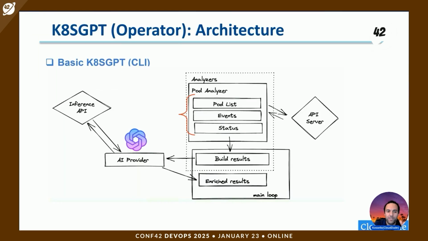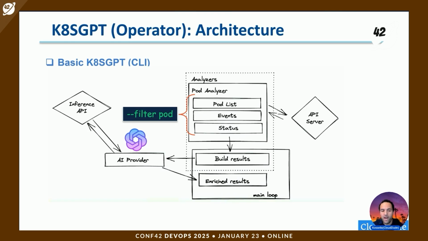All right. So in terms of architectures, there are two. I already talked about the CLI, right? So the CLI, you can install it in any operating system. It's process-based. It's within the host where you run it, right? It's not inside the cluster. So it's a binary, as you can see here. Within the binary, you have the analyzers.